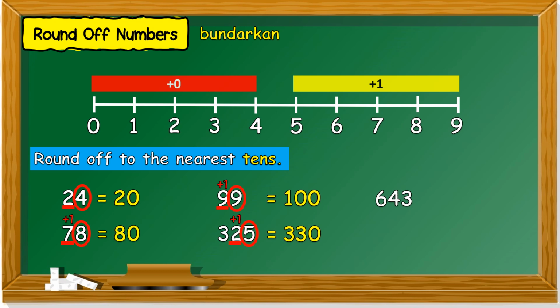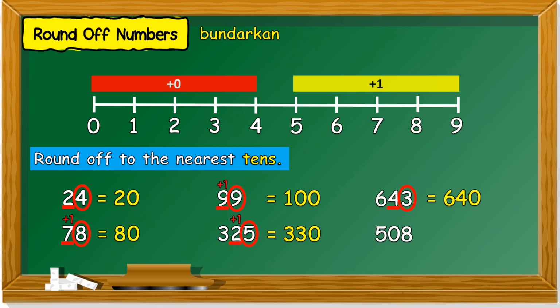Next example, 643. Place value of tens. Friend on the right. Look at the number line. Friend on the right is here. So it's plus 0. So when you round it off, 3 becomes 0. 4, you don't need to add anything. And 640.